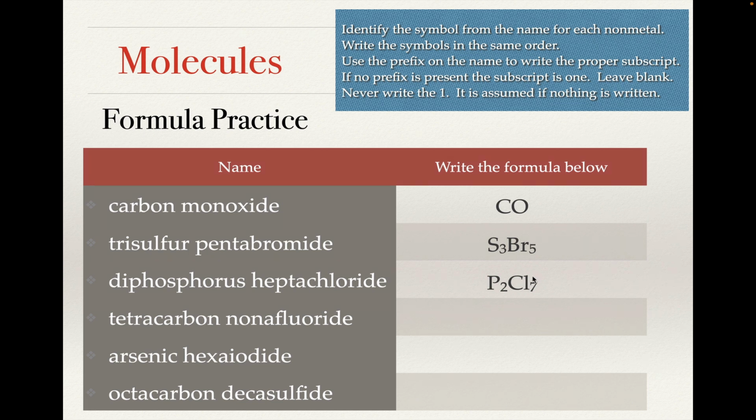Make a note that this is Cl, this is not a 1 or an I, this is an L for chlorine, okay? Tetracarbon nonafluoride, I'm going to have tetra for 4, nona for 9, so I'm going to have 4 carbons and 9 fluorines. Arsenic does not have a prefix on it, so I know it's 1. Hexaiodide for 6 iodines.